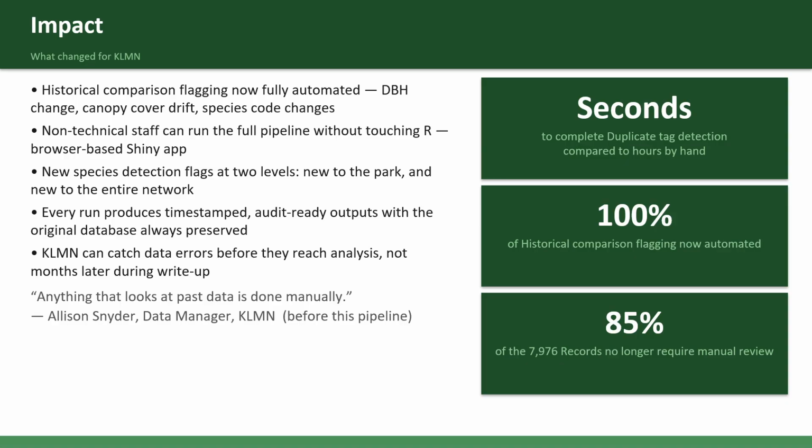And based on the data we worked with, 85% of the 7,976 records were issue-free and do not require manual review, meaning the remaining 15% that the pipeline did flag is now what our clients can focus on, which is a much more focused use of their time. Lastly, this pipeline was designed so that anyone on the KLMN team can use it, understand it, and ultimately save them time.